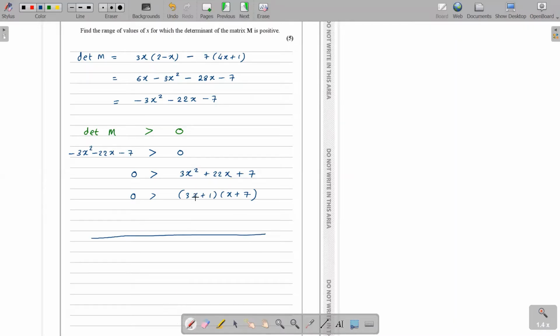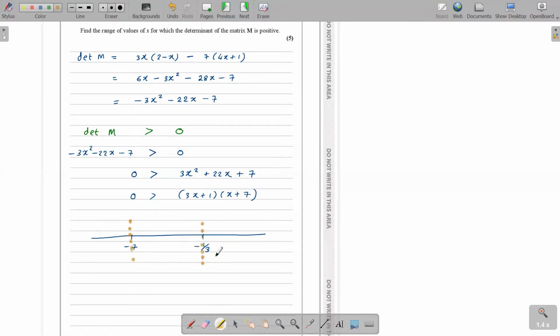What are the critical x values? 3x plus 1 means the critical x value is x equals minus 1 over 3. The other critical x value is x equals minus 7. So mark it properly. x equals minus 7 is smaller, and x equals minus 1 over 3 is comparatively larger, right? Okay, so then what are the regions?